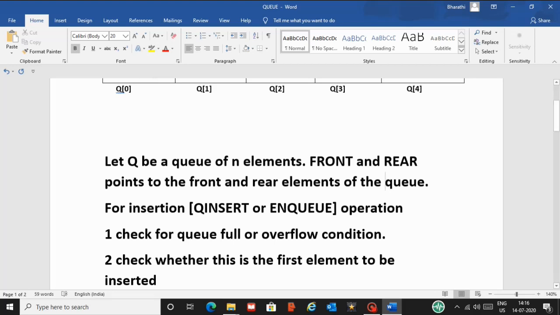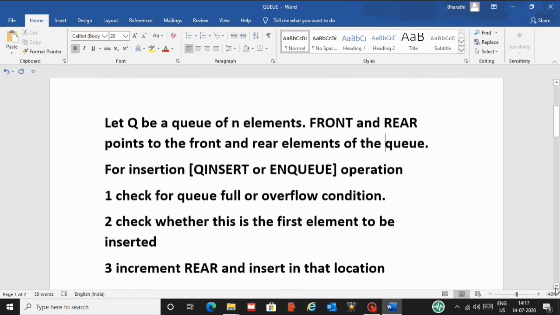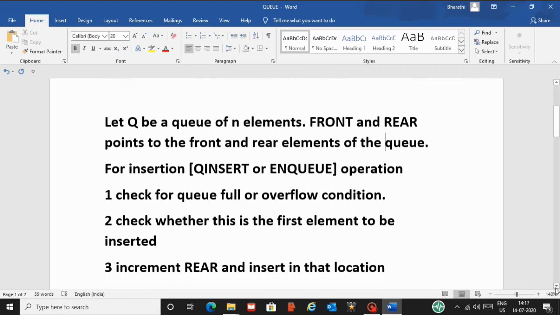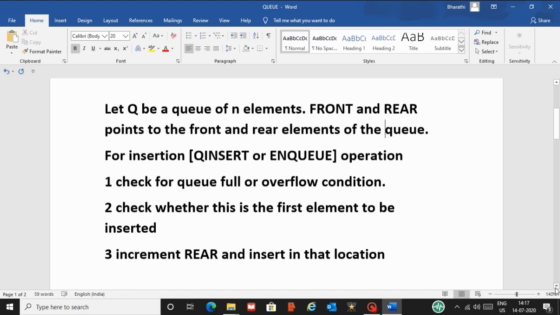Next, if it is the first element, you need to not only reset the value of rear, you have to reset the value of front also, because that also has to point to that element. Front would be minus 1 in an empty queue. Otherwise, if the queue is not empty, then front should have some value, anything apart from minus 1. Increment rear and insert in that location. So suppose the queue is not full and it is not the first element, what do I do? I increment rear, and queue of rear would be the element. This is the procedure how to insert an element inside the queue. Hopefully you have understood this.